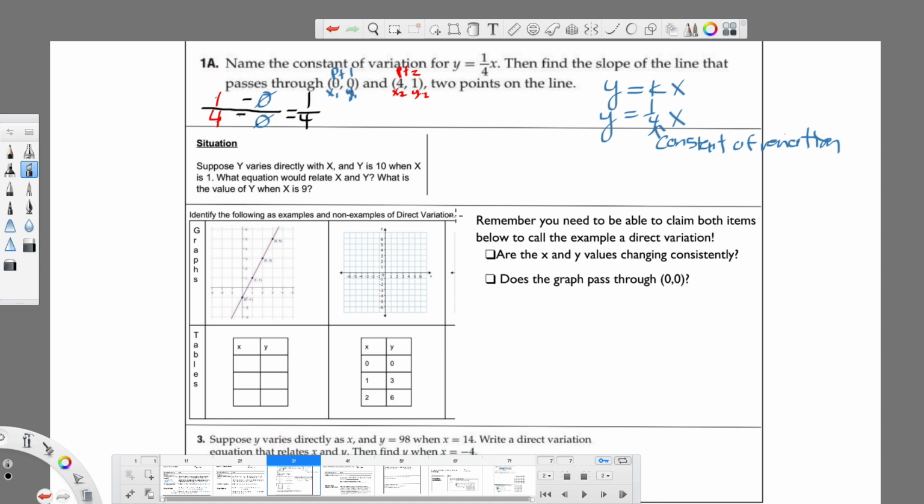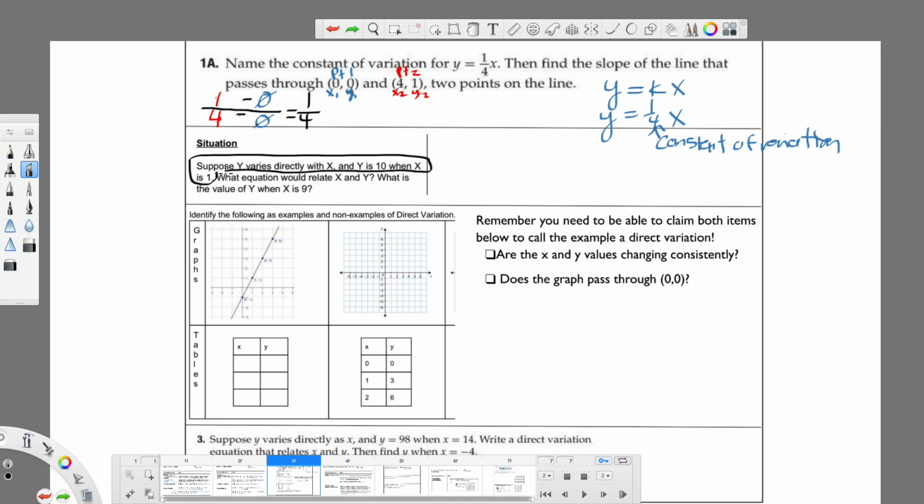All right, suppose y varies directly with x, and y is 10 when x is 1. What equation would relate x and y? What is the value of y when x is 10? Woof, that's a lot. They're kind of giving us a bunch there. So we need to break this down a little bit. So first, we're given this sentence here. Dang it, I crossed it off, I didn't mean to. There we go. Let's go through here nicely.